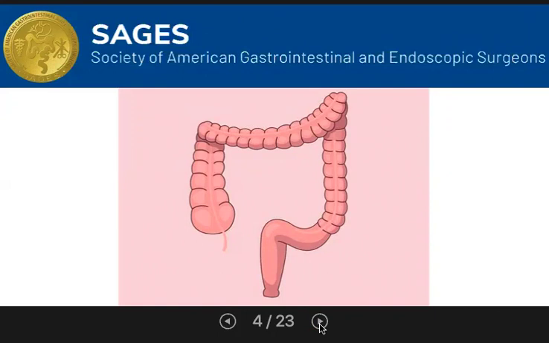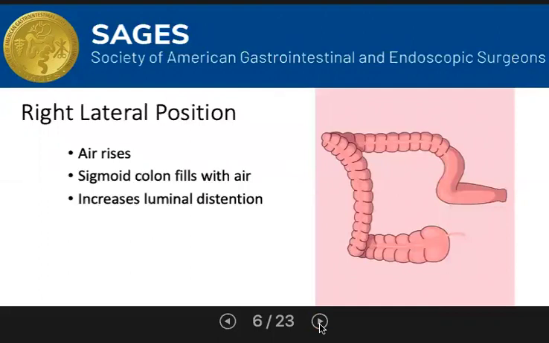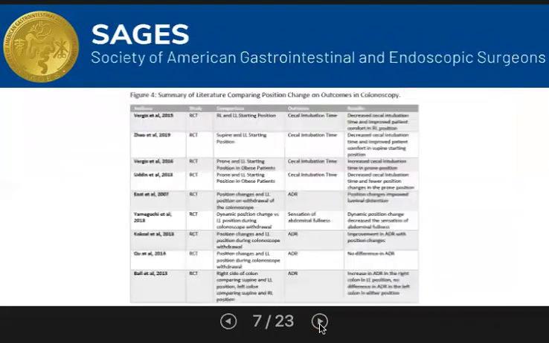As the sigmoid colon is often the most challenging segment of the colon to navigate during a colonoscopy, it would make sense to start the procedure in the right lateral position to fill the left colon with air. In the right lateral position, air rises, fills the sigmoid colon with air, and increases luminal distension. This allows for improved visualization, making navigation easier, and improving patient comfort.